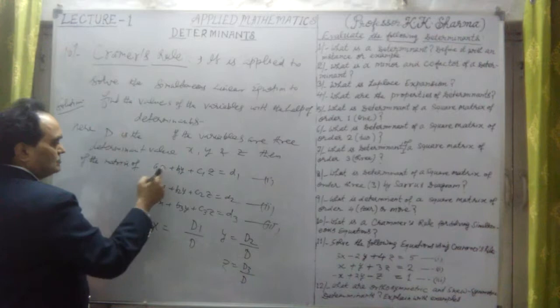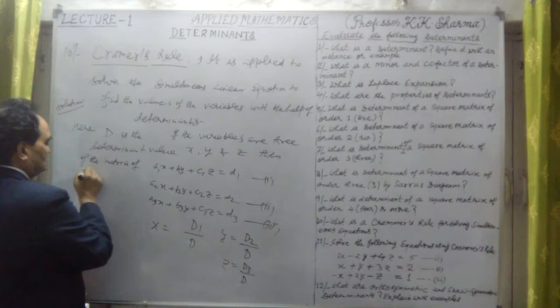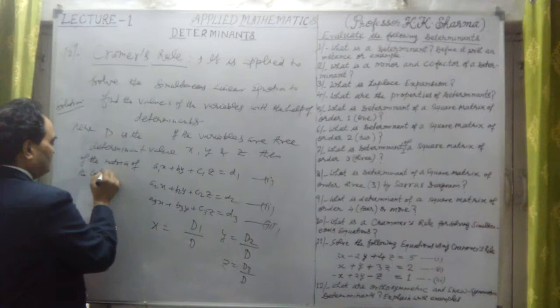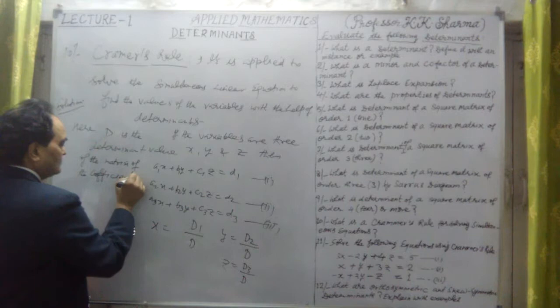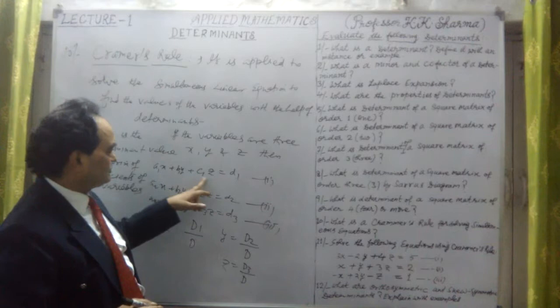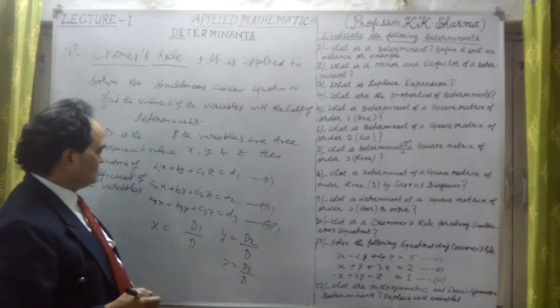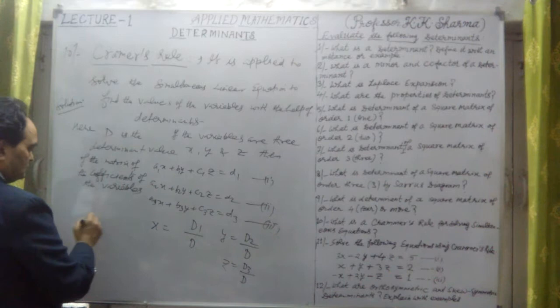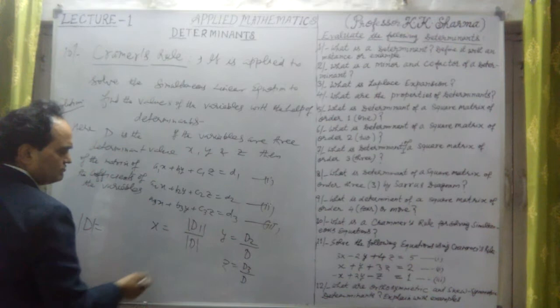The square matrix will be of order 3, the matrix of the coefficients of the variables. For example, here the coefficients a1, b1, c1, a2, b2, c2, a3, b3, c3. These are the coefficients of x, y, z. You will write here D is equal to the determinant value of these. This is D here, and then D1 upon D, if D is the determinant value.